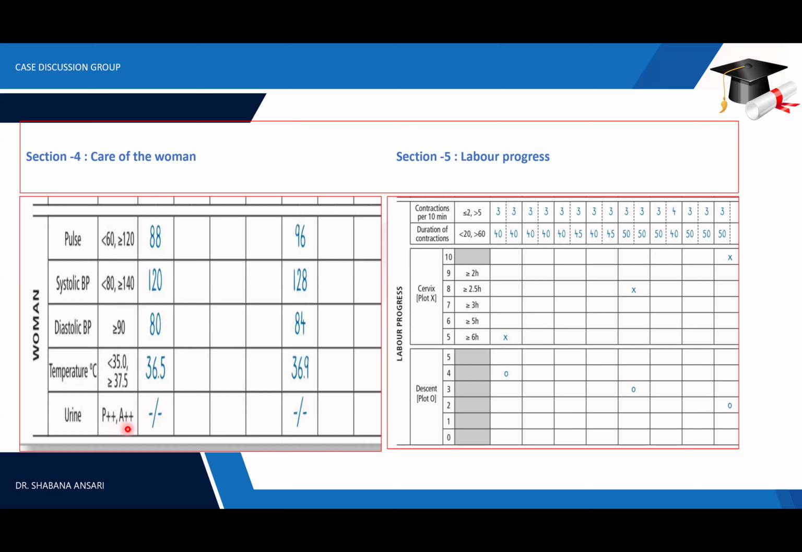If it is present or absent, what is A? Anyone? Acetone, ma'am. Yes, so acetone means what? If there is acetone, the patient is dehydrated, with ketone bodies. So we will ask her to take some sips of fluid or start IV fluid if indicated.